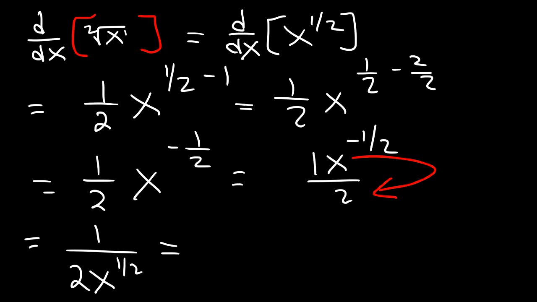The last thing we need to do is convert the rational exponent back into its radical form. So x to the 1/2 is the square root of x. And so this is the final answer.